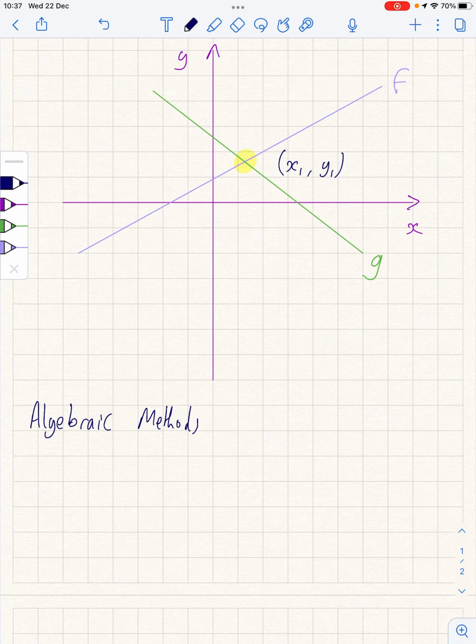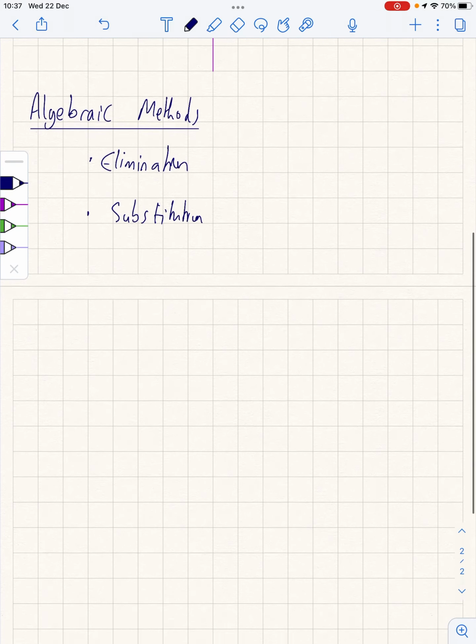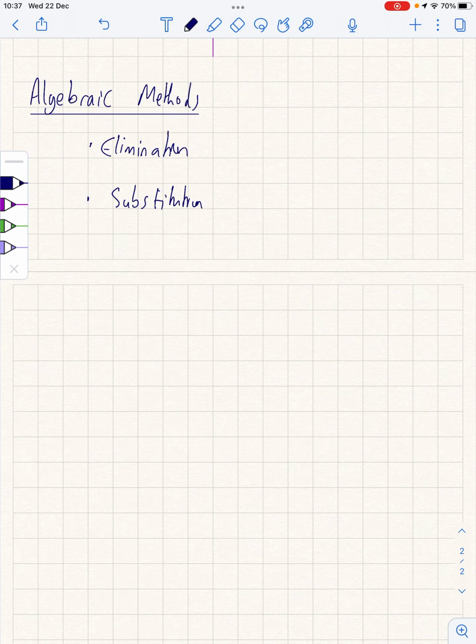Now there are two algebraic methods we're going to look at today. We're going to look at something called the elimination method, and we're going to have a look at the substitution method. The substitution method will always work, but it's not necessarily the quickest and most efficient method. So let's consider one example.